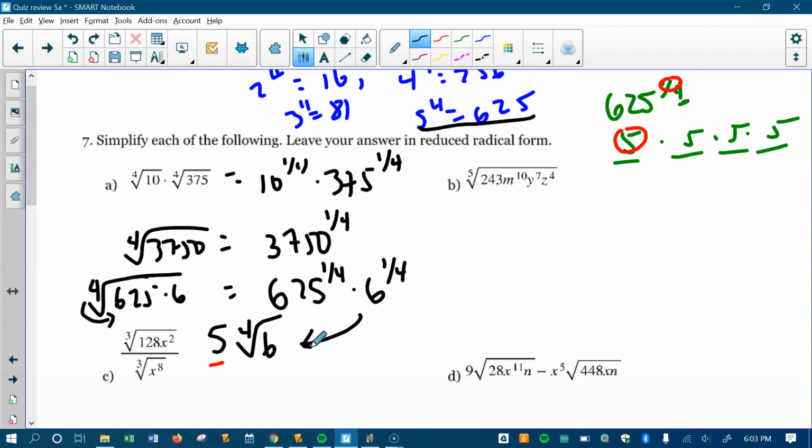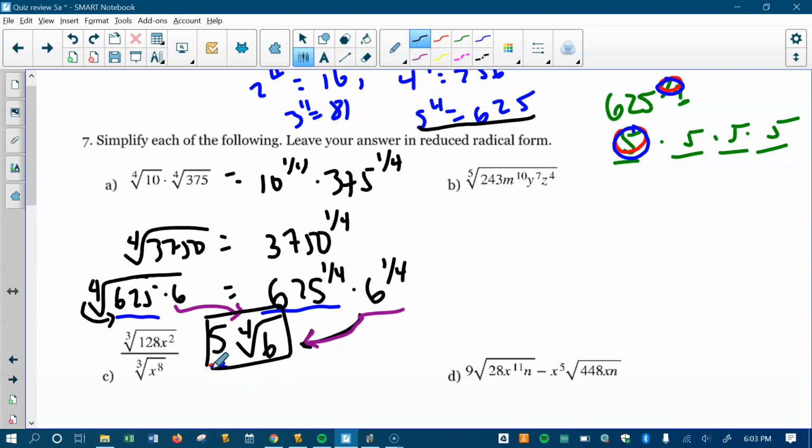And let me just color code a little bit here so you know where I got this from. The 625 to the 1/4 was all here in either form that you did, and the 6 to the 1/4 is right here no matter how you looked at it. Okay, that's your answer, 5 times the 4th root of 6. Let's go on to the next one.